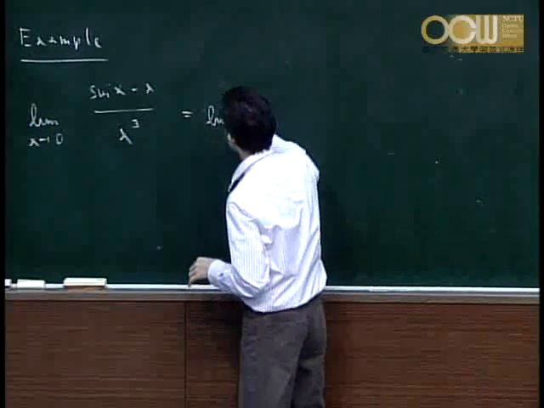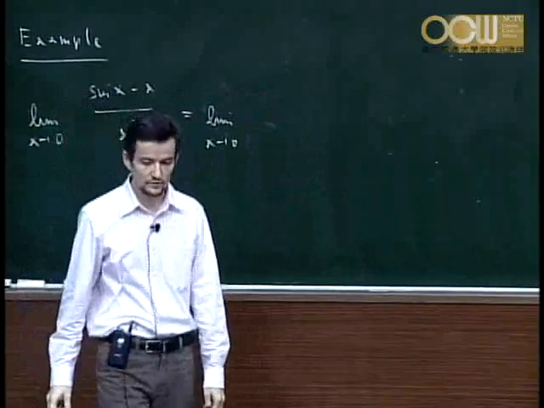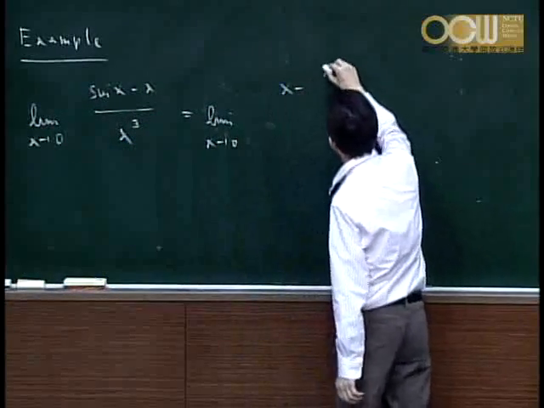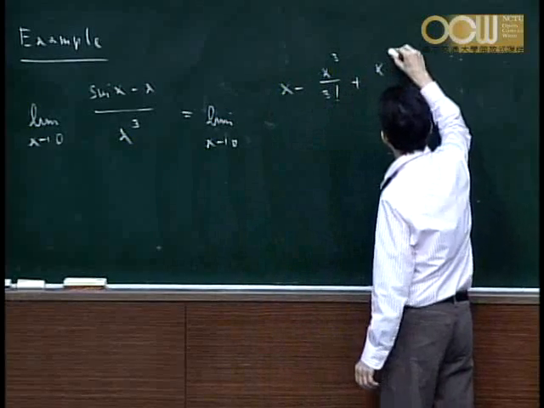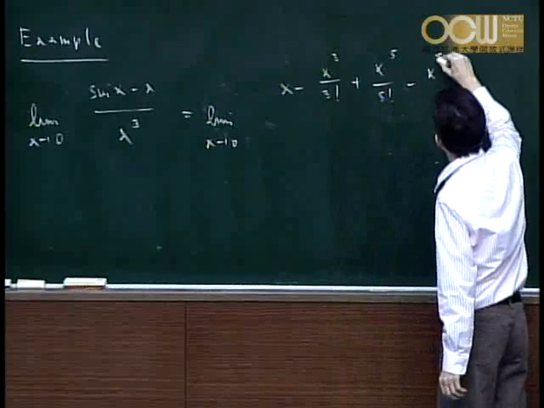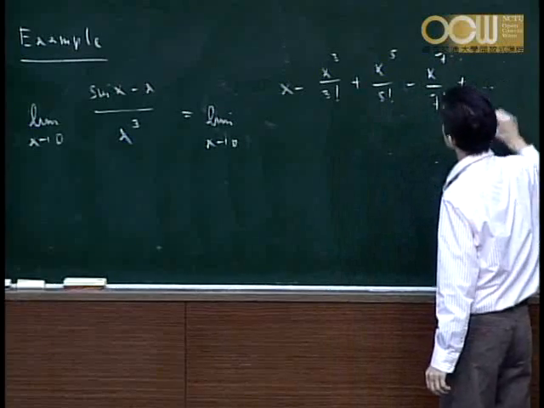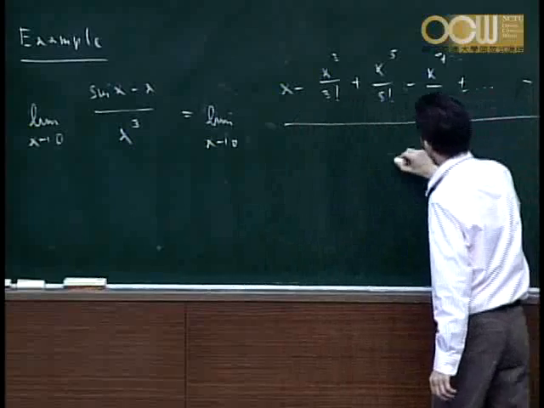Namely, what you do is, we know the Maclaurin series for sine of x. The Maclaurin series is x minus x to the cube over 3 factorial plus x to the 5th over 5 factorial minus x to the 7 over 7 factorial, and so on, plus minus, and so on, minus x over x to the cube.